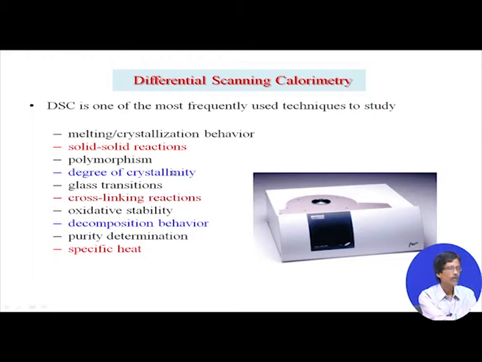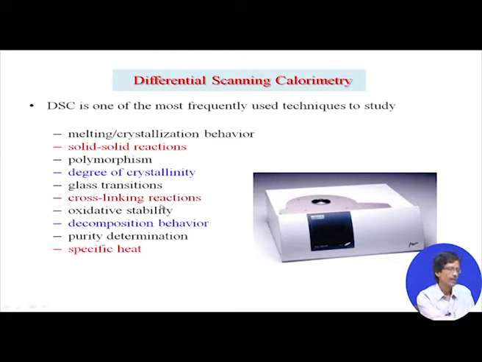Then polymorphism, as we have seen in the case of DTA analysis, will be very useful for the pharmaceutical industry. Then the degree of crystallinity of the crystalline samples, we can measure, and the glass transition temperatures for the polymer material or the rubber material we can measure. Then any cross linking reaction. If we heat the polymer and study it by the DSC technique, we see that these cross linking reactions can take place. Sometimes we add sulfur for vulcanization, and sulfur can also be useful for the cross linking processes.